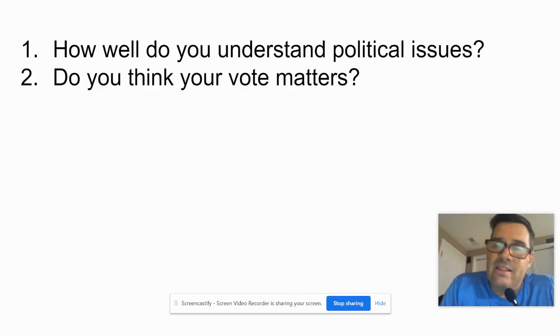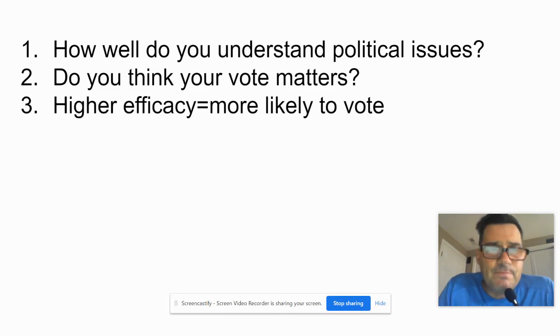All right. Here's another question for efficacy. Do you think your vote matters? Efficacy. Do you think your vote matters? People with high efficacy think it does, and so they will go vote. They will crawl over broken glass to make sure they vote.